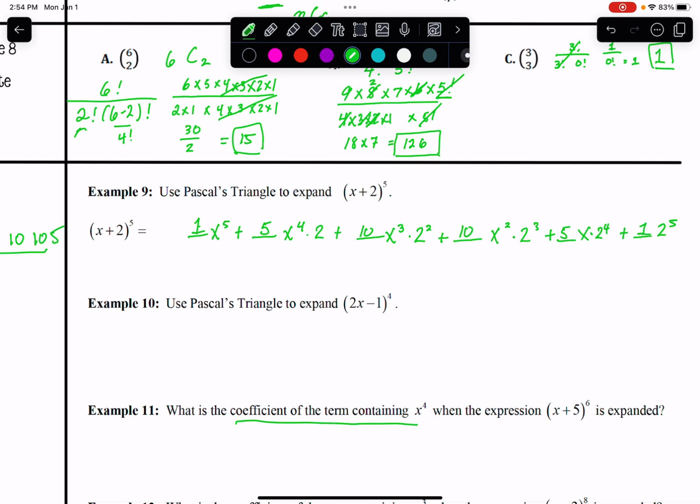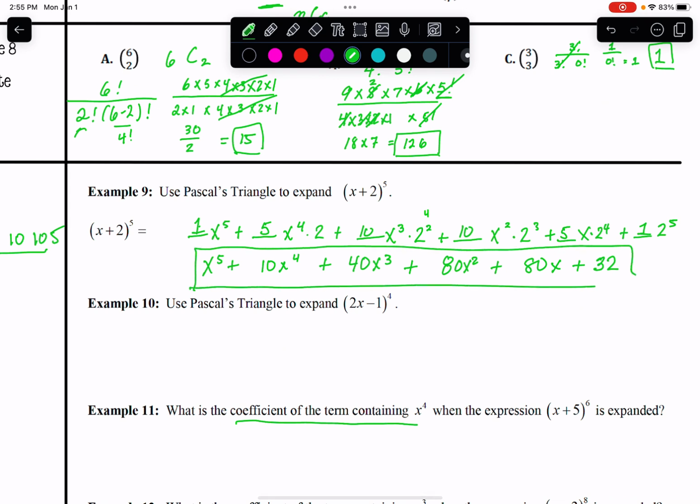So I can say that it's equal to x to the 5th plus 10x to the 4th plus, this is 4, so 4 times 10 is 40, x cubed plus 8 times 10 would be 80 x squared plus 16 times 5, which is also 80x, plus 2 to the 5th, which is 32. So there I have my expansion of x plus 2 to the 5th using Pascal's triangle.